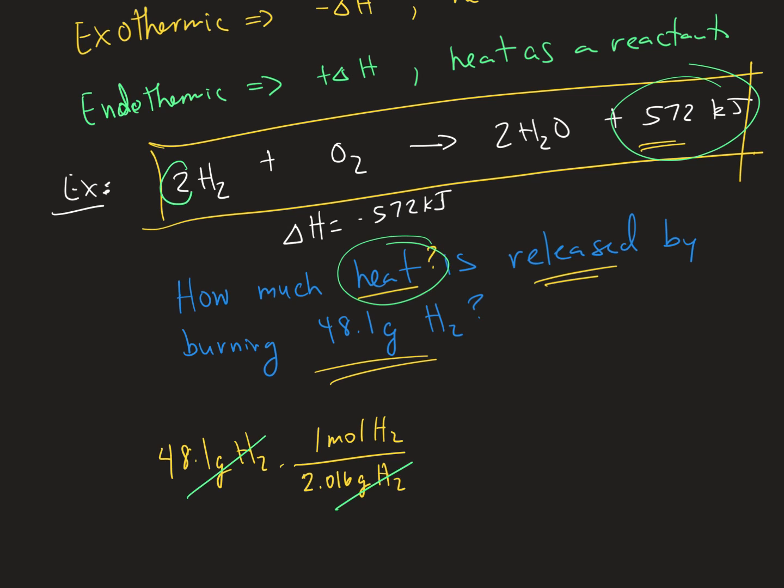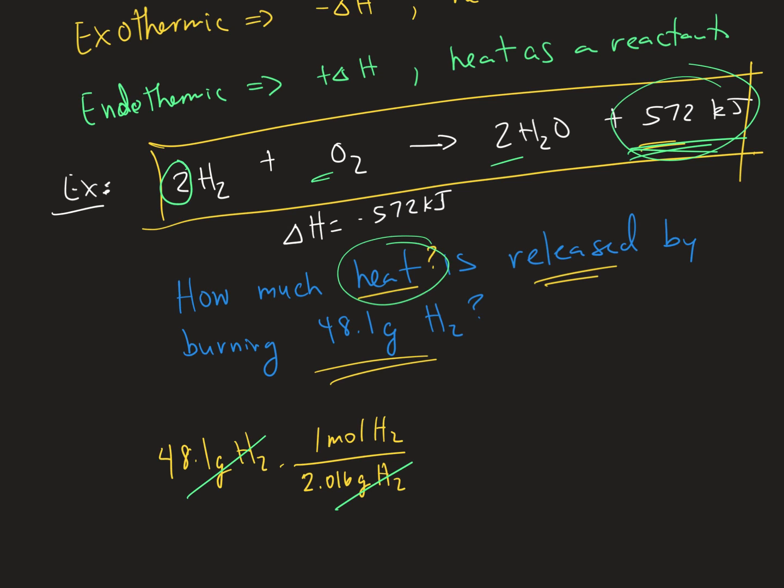2 moles of hydrogen to 572 kilojoules of heat. 1 mole of oxygen to 572 kilojoules of heat. 2 moles of water to 572 kilojoules of heat. It's the mole to mole ratio, same as we did in chapter 6. You with me?